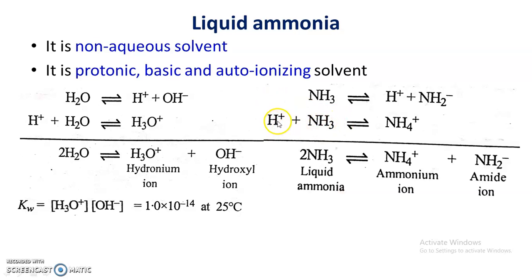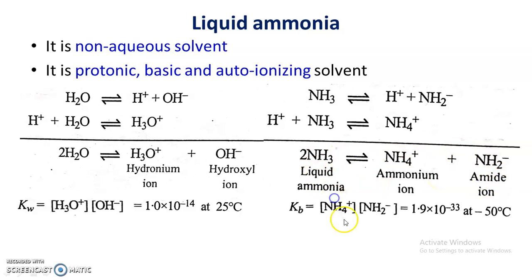An ammonia molecule can also gain a proton. It donates an electron pair to the proton, acts as a base, and there is a formation of ammonium ion. Therefore the net auto-ionization reaction is: two liquid ammonia molecules undergo auto-ionization. There is a formation of the cation NH4 plus, which is responsible for the acidic property of ammonia, and a formation of amide NH2 minus, which is responsible for the basic property of ammonia.